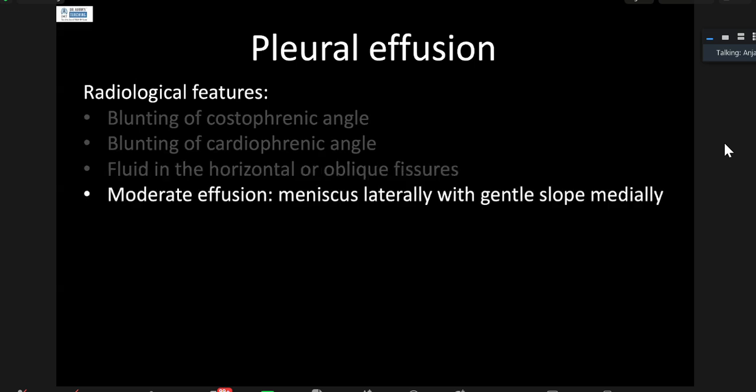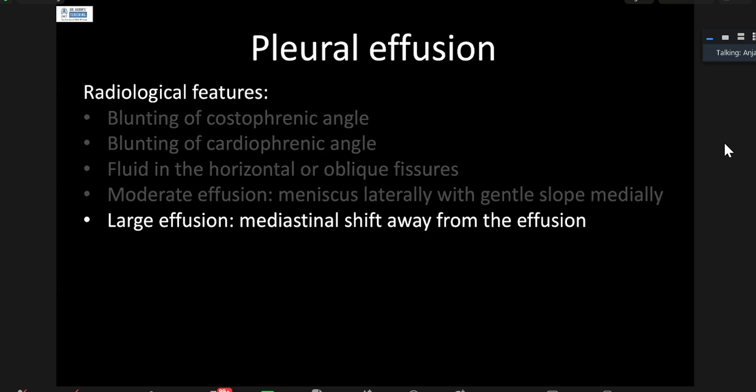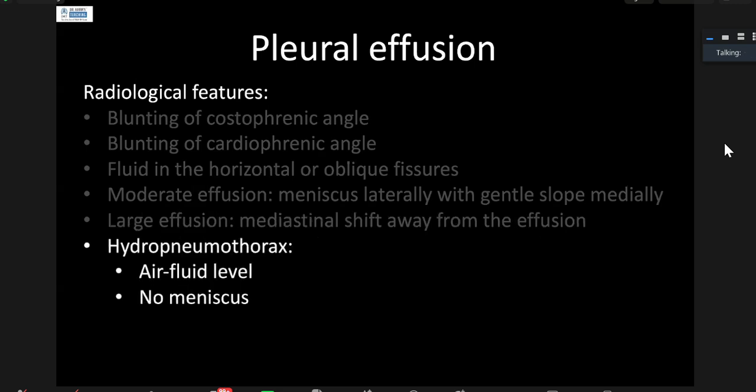With a moderate effusion, you will usually see the lateral aspect sloping up gently, okay? That is called a meniscus. On a pleural effusion, it will slope up towards the chest wall. With an even larger effusion, because of the volume of fluid, it will push mediastinal structures away from the effusion. Now, hydropneumothorax is when there is both fluid and air within the pleural cavity. That will take off the meniscus and result in a horizontal air-fluid level. So that is how we say there is hydropneumothorax.